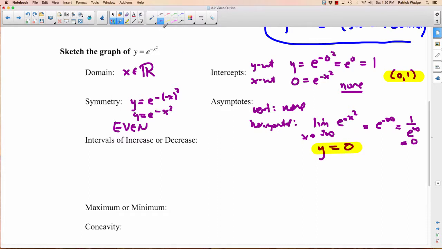Intervals of increase or decrease. Okay, it's time to take the derivative. Y prime. Alright, this is just a chain rule. So we have e to the something, so we're going to start by taking the derivative of that. That would still be e to the something, that same something.